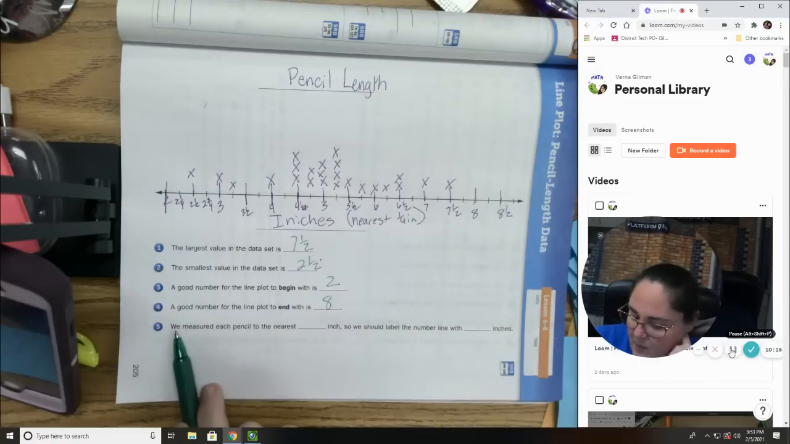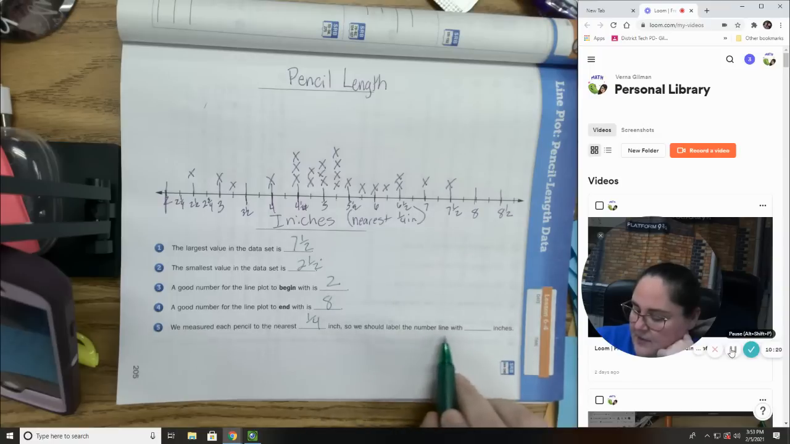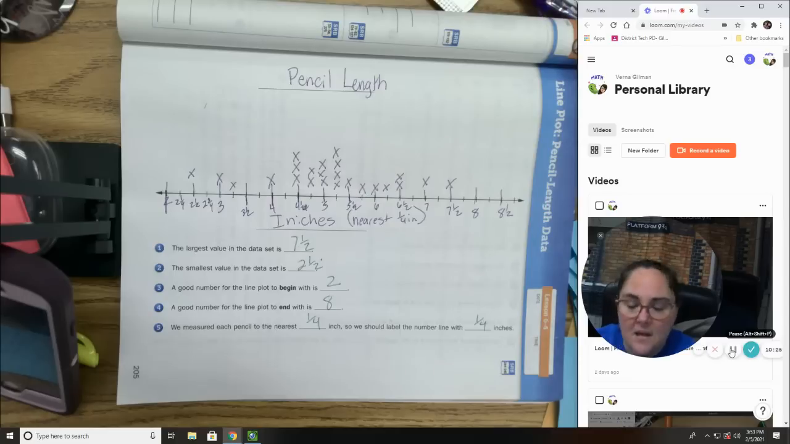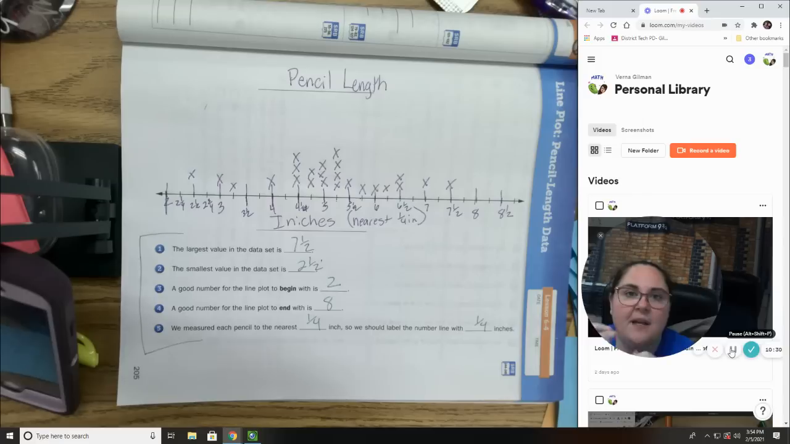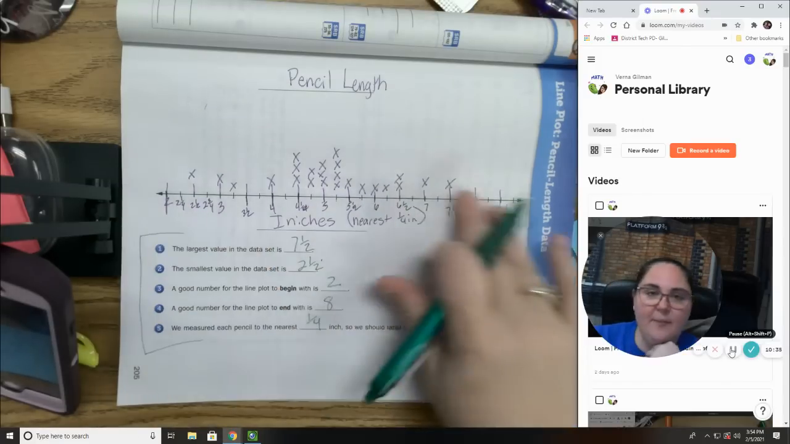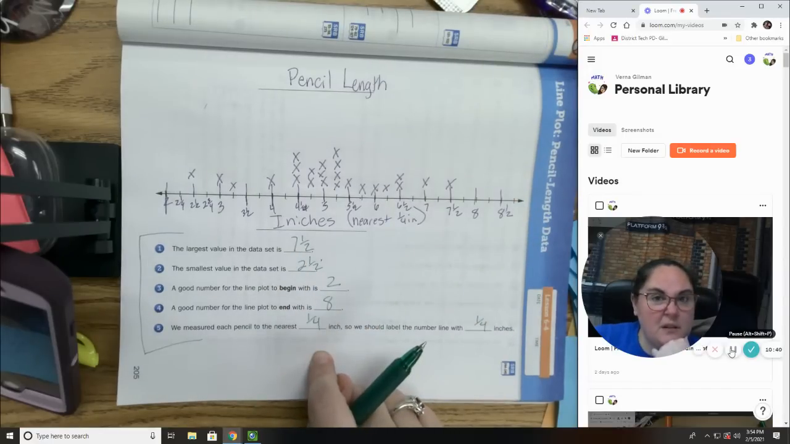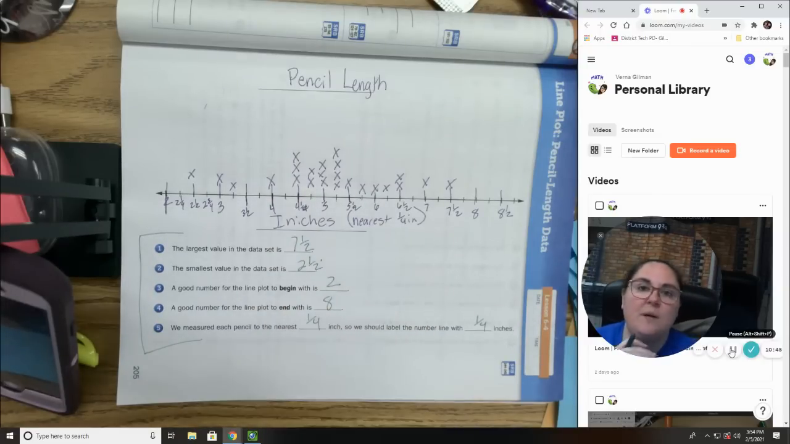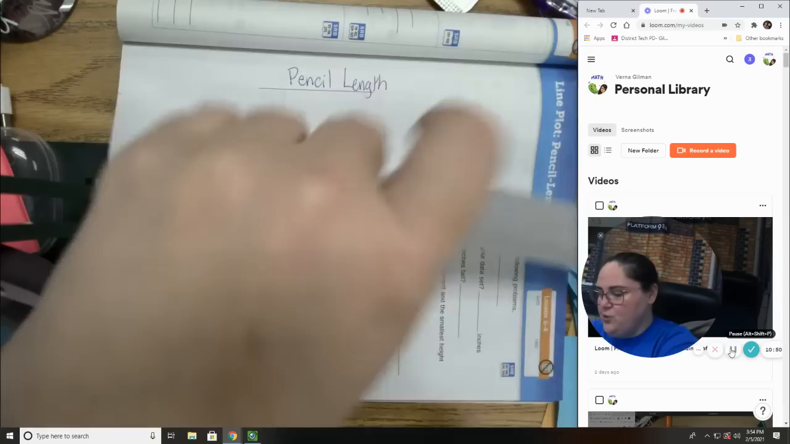Okay. We measured the pencil to the nearest 1/4 of an inch. So we should label the number line with 1/4 inches. So basically this part down here helps you figure out how to make your line plot. Now, I did it a little backwards. I kind of told you these things and made the plot for you, but this explains my reasoning behind it, okay? We are going to do one more line plot. So I'm going to turn to the next page. We're going to be on page 206.